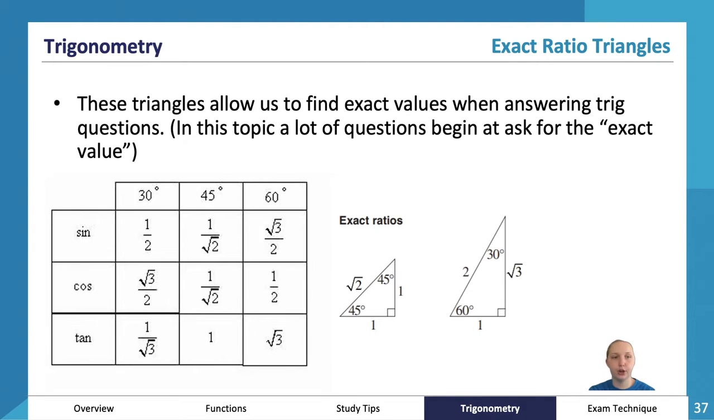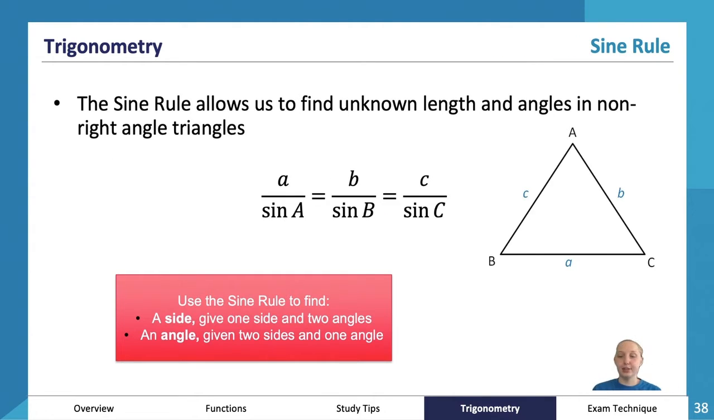All right, so the first big thing of non-right angled trig is the sine rule. The sine rule essentially allows us to find unknown lengths and unknown angles in non-right angled triangles. And we use the sine rule if we are given one side and two angles and we want to find a side, or if we want to find an angle if we've been given two sides and one angle.